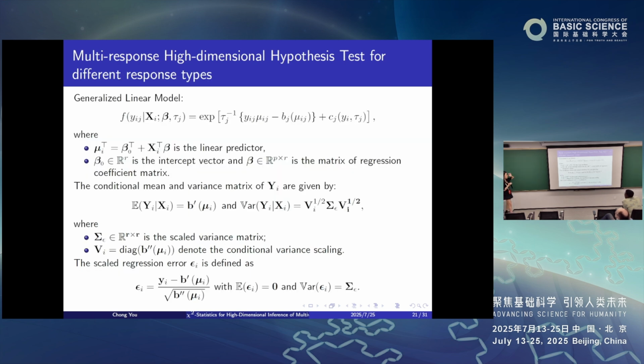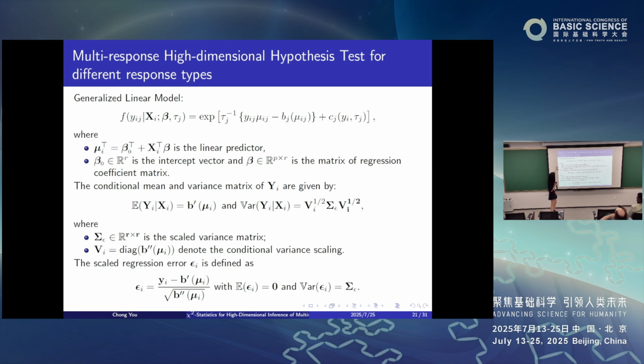All that we discussed above was about the linear model. The linear model is the simplest one. In many scenarios, your response is not continuous. It can be Poisson, it can be binary. So here we try to extend our work to the generalized linear model. For the generalized linear model, Yij has this formula here. It can be expressed using an exponential family, and mu I here is the linear predictor, beta b is the intercept vector, and b is the regression coefficient matrix.